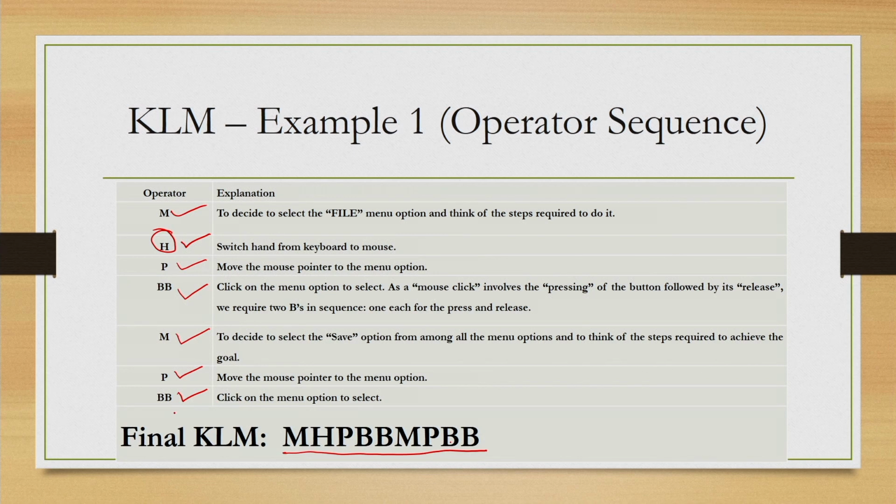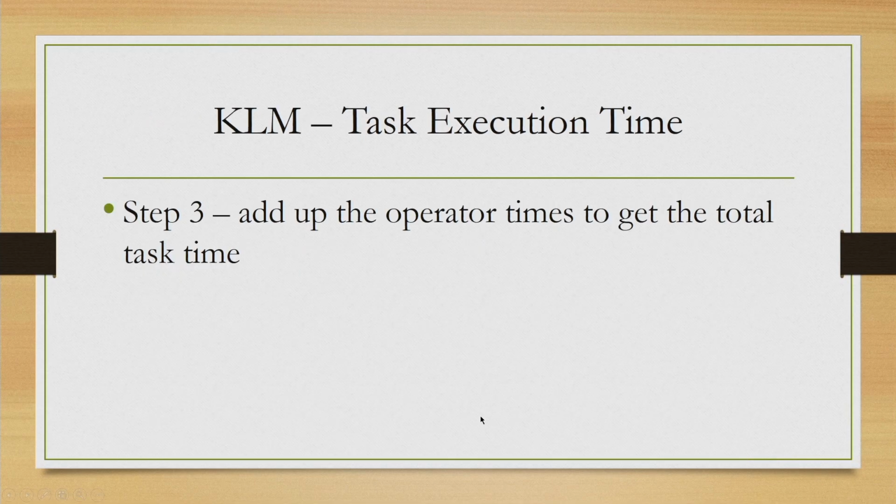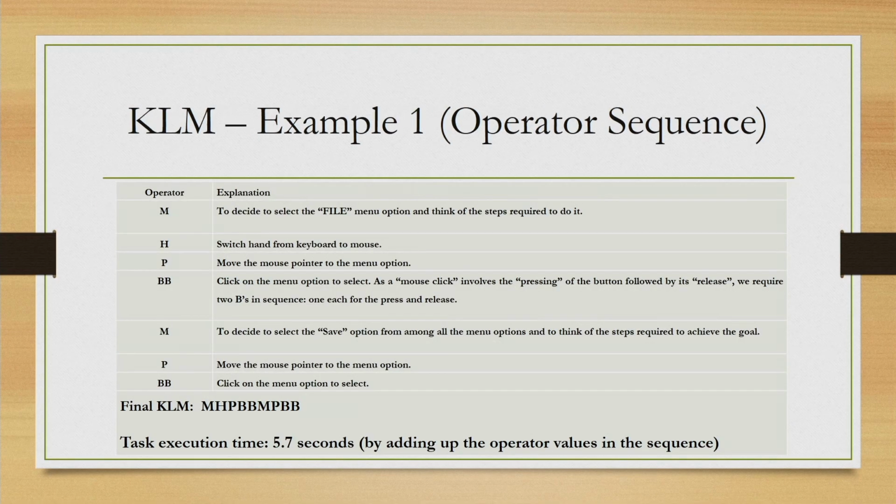So, together if we arrange all these operators in sequence, we get this model: M, H, P, BB, M, P, BB. Now, our step 3 is to add up these values to get the total execution time. So, here if we add up the values of M, H, P, B operators, then for the total model of saving a file using the file menu option, the total time required will be 5.7 seconds.